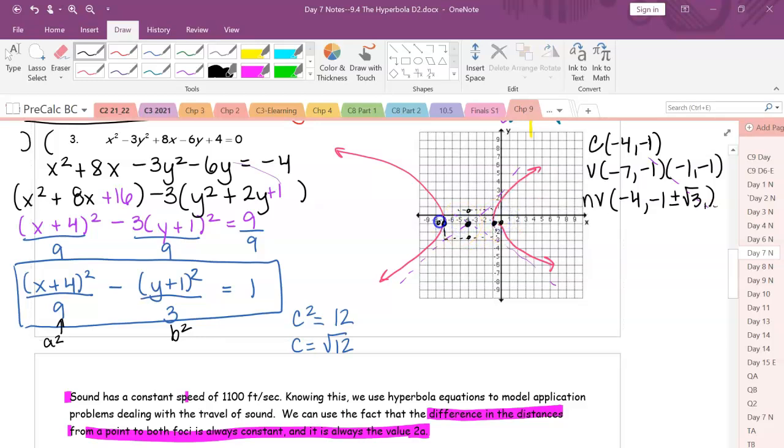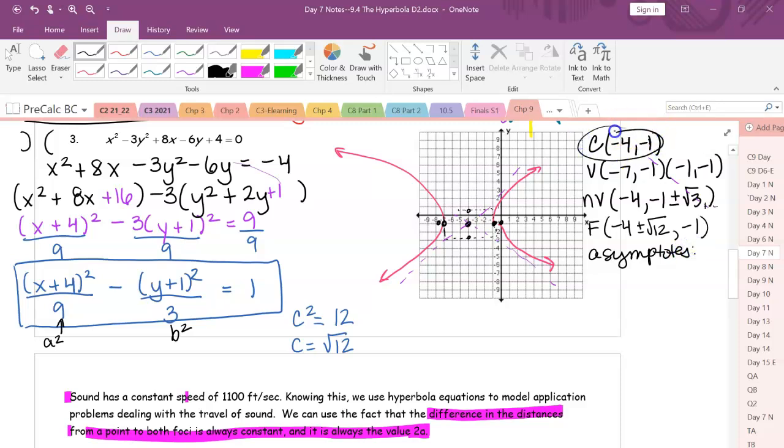All right, so when we name our foci, just like we did with our non-vertices, we're moving left and right. So your x coordinate will change, your y coordinate will stay the same. This is from the center. So -4 plus or minus root 12, or you could say 2 root 3. Y coordinate is staying at a -1. All right, you're in the home stretch. Asymptotes.